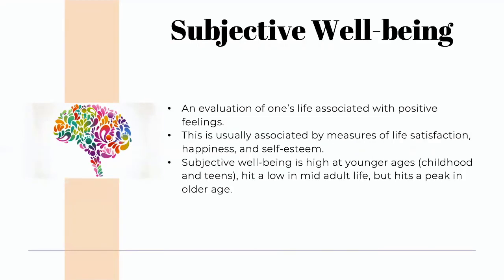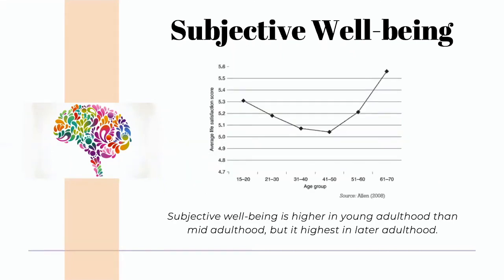And then we also have subjective well-being, which is the evaluation of one's life associated with positive feelings. This is usually associated by measuring one's life satisfaction, happiness, and self-esteem. Subjective well-being is high at young ages, so childhood and teens, hits a low in middle adult life, and then hits its peak in older ages. And you can see this graph right here that illustrates what I just said.